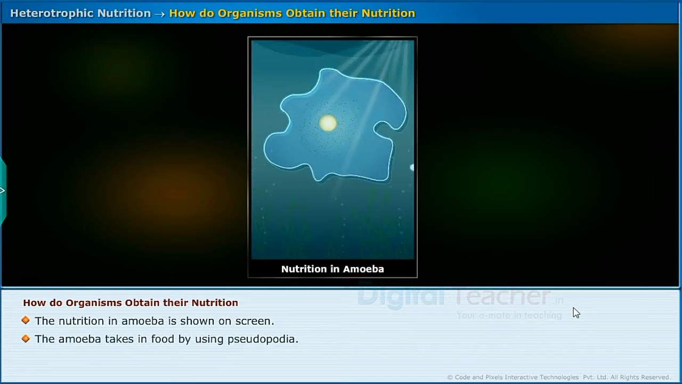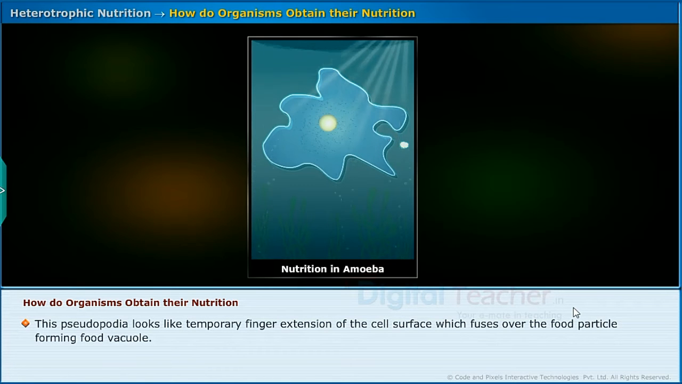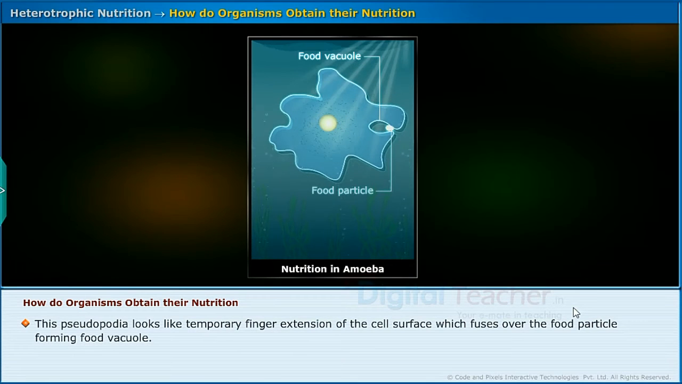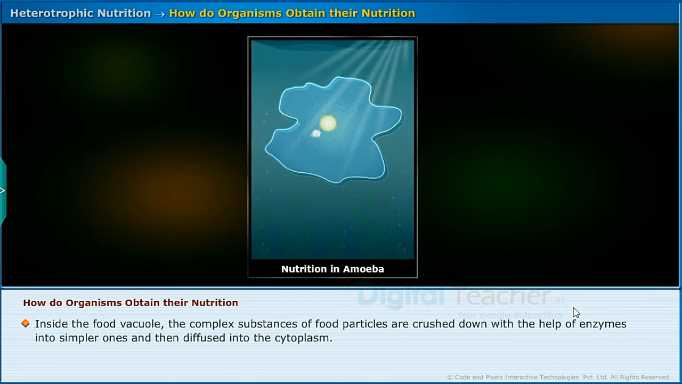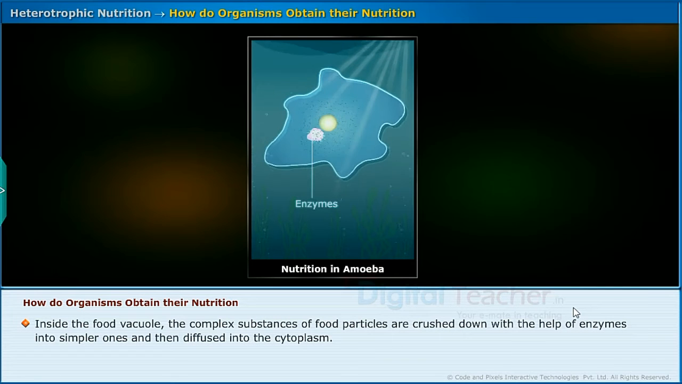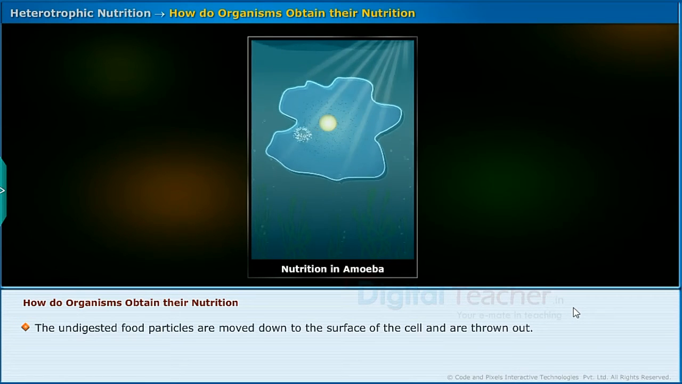The amoeba takes in food by using pseudopodia, as shown in the image. These pseudopodia look like temporary finger-like extensions of the cell surface, which fuse over the food particle, forming a food vacuole. Inside the food vacuole, the complex substances of food particles are broken down with the help of enzymes into simpler ones and then diffuse into the cytoplasm. The undigested food particles are moved to the surface of the cell and are thrown out.